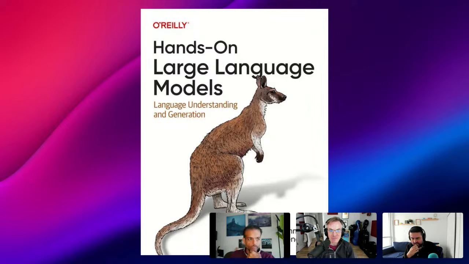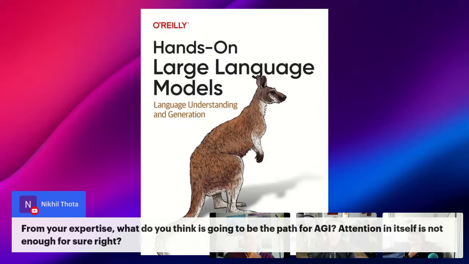Okay, great. Actually, I just realized if I click on things, they appear, right? There's a question from Nikhil, cool. He says, what do you think is going to be the path for AGI? Attention in itself is not for sure, right? So AGI, what are your thoughts on AGI?